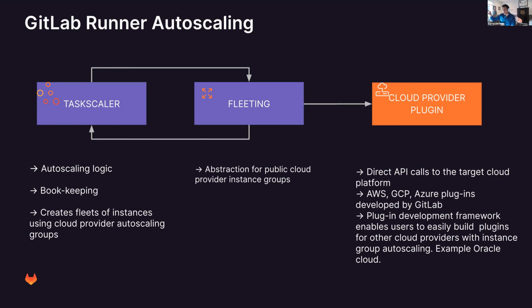Everything's a plugin. As long as the target public cloud provider supports a concept of auto-scaling groups, like AWS uses auto-scaling groups, I think Azure has a slightly different term, and I think GCP has a slightly different term, but basically that concept, then you can just create a plugin to interface with that cloud provider's scaling concept. To Falco's point, we have developed the plugins.